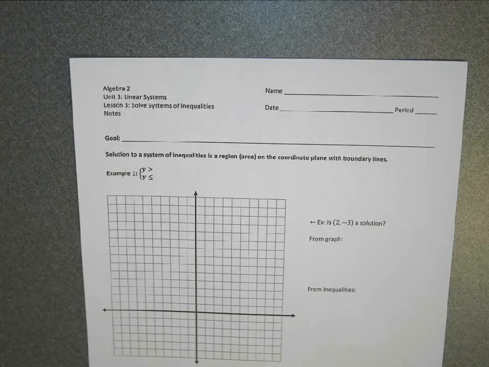So when we did systems of equations, we had two lines. The first line, any point on that line was a solution to that equation. The second line, any point on that line was a solution to that equation. But to be a solution to the system, it had to be a solution to both lines. So the point where they crossed was the only point that was a solution to both equations. So we're going to be doing the same idea, but today we're going to be doing it with inequalities.